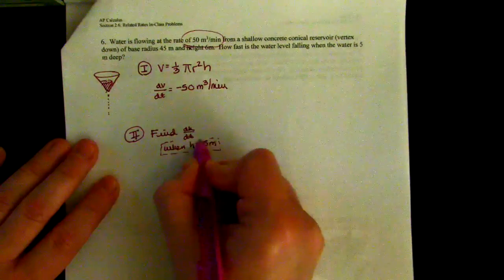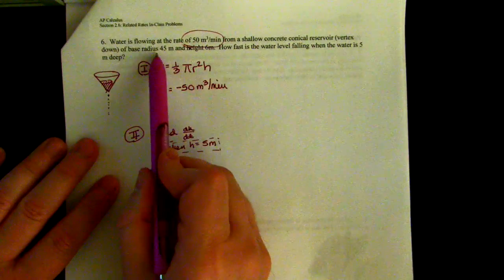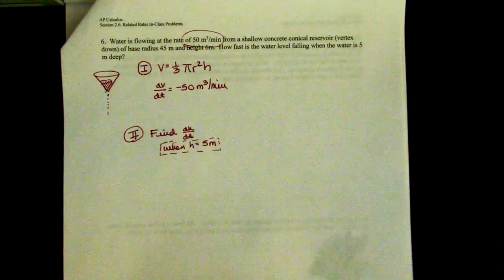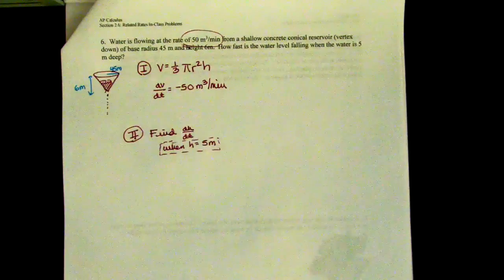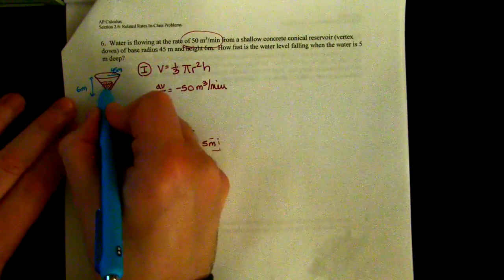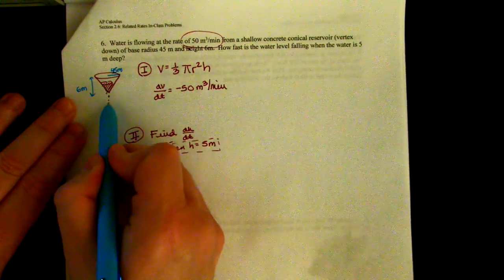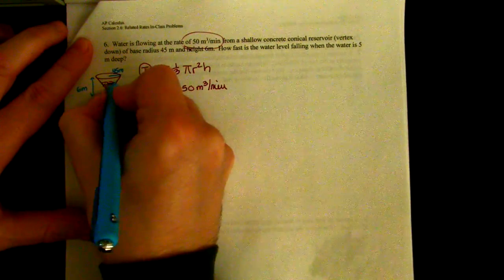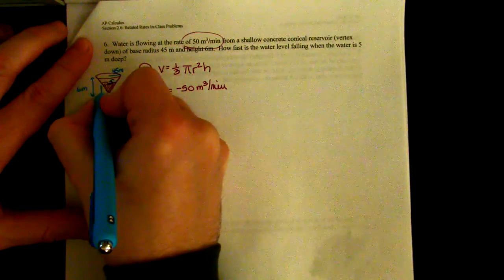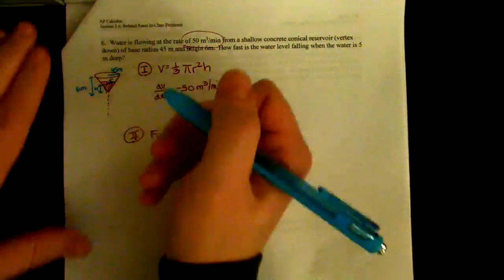Now, I was told the tank has a radius of 45 and a height of 6. I know that this dimension over here is 45 meters, and I know that the height of my tank is 6 meters. But what you need to realize is there's really two cones going on here. The cone of that entire tank, but then also my cone of water. And that cone of water has a radius that's changing and a height that's changing as it drips out. I'm going to say that the radius of my cone of water is r, and the height of my cone of water is h.